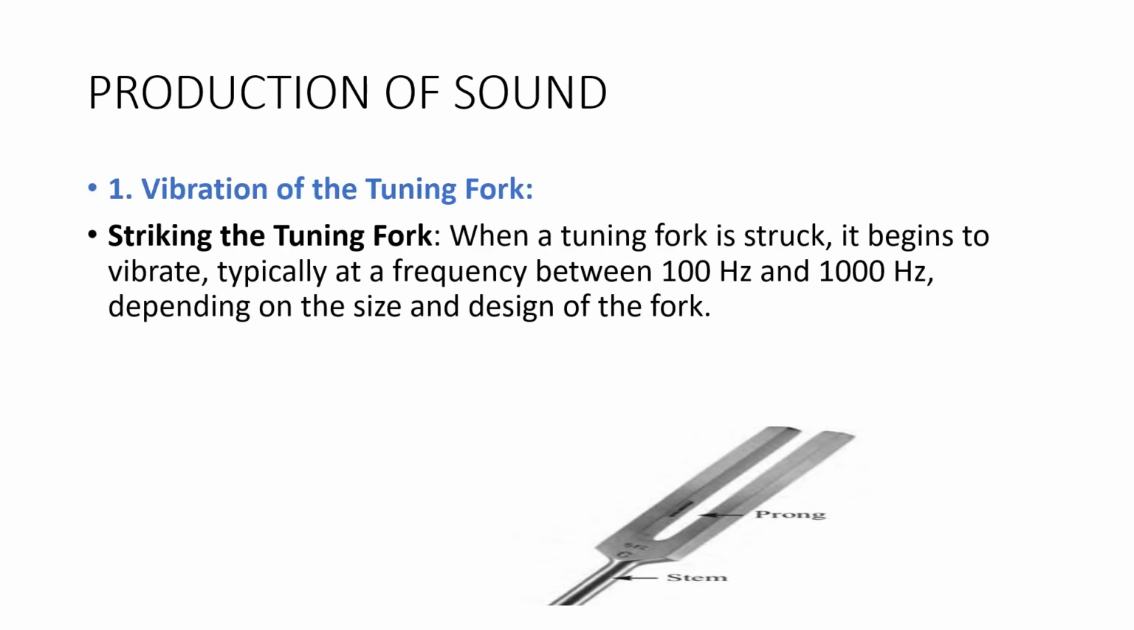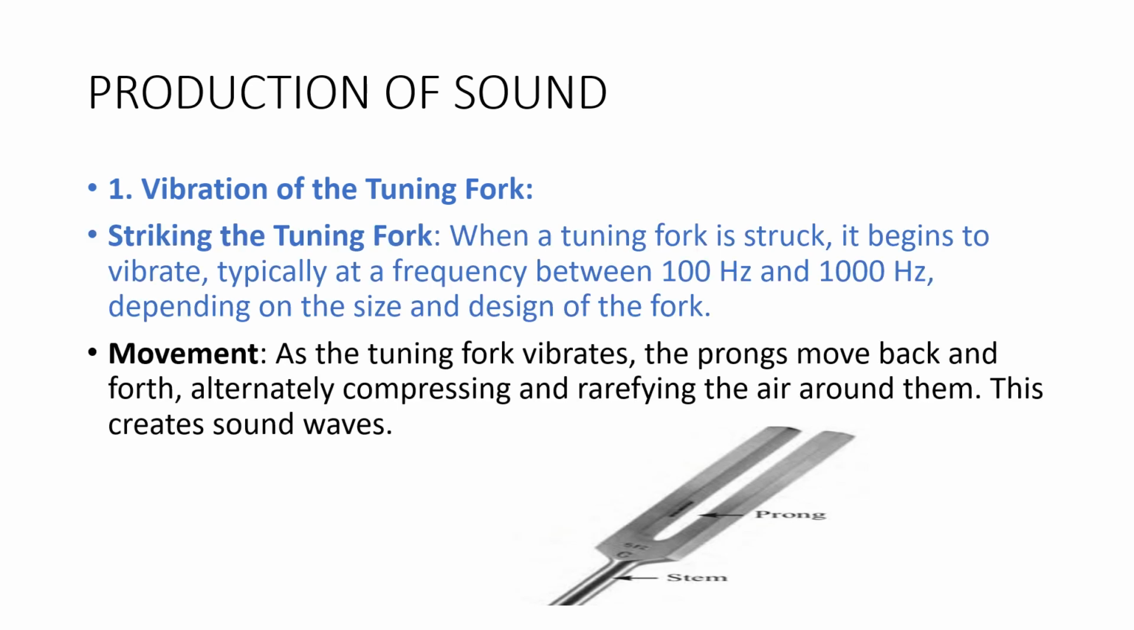Striking the tuning fork. When a tuning fork is struck, it begins to vibrate, typically at a frequency between 100 Hz to 1000 Hz, depending on the size and design of the fork. Movement. As the tuning fork vibrates, the prongs move back and forth, alternately compressing and rarefying the air around them. This creates sound waves.